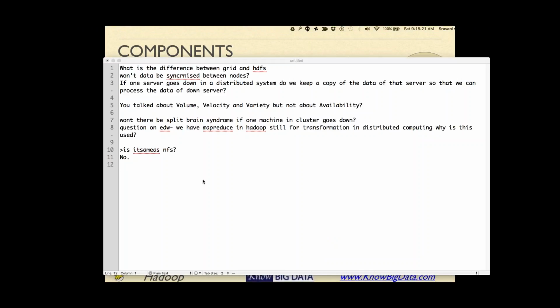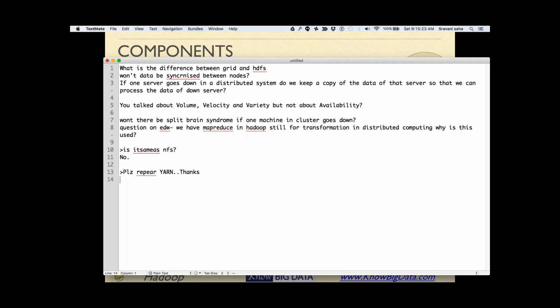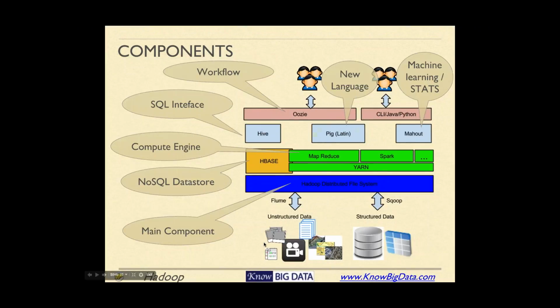Ashish's question is, please repeat YARN. So YARN is more like an operating system. You ask YARN to execute a program on the cluster, and YARN will do it for you. Or you will ask YARN, can you tell me which computers are free? I need to get this thing executed on those computers which are free. And when I say you, it could be your MapReduce logic, a framework like MapReduce or a framework like Spark that will ask YARN.